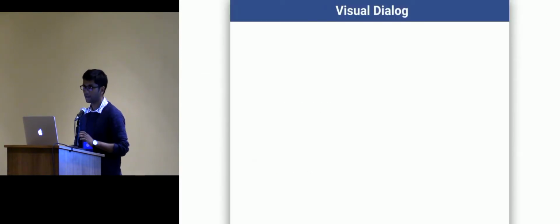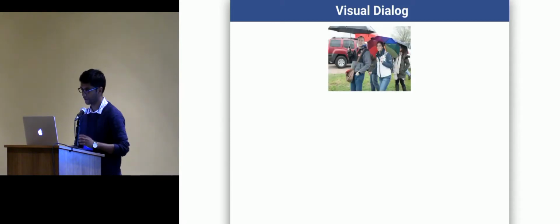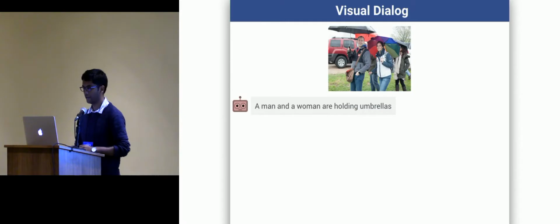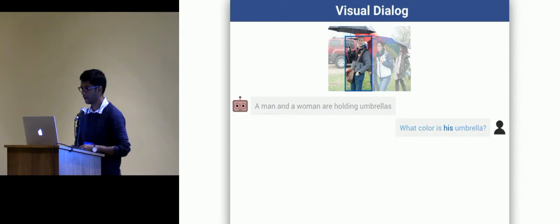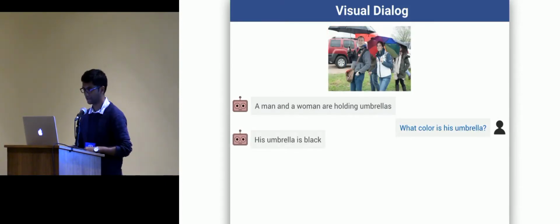So the task in Visual Dialog is to build agents that can see and talk. So here's an example. Given this image, a machine might generate a caption such as a man and a woman are holding umbrellas. A human might ask a follow-up question such as what color is his umbrella? To answer this, the model has to understand which person the word his refers to, focus on the umbrella held by that person, and then respond back in natural language.